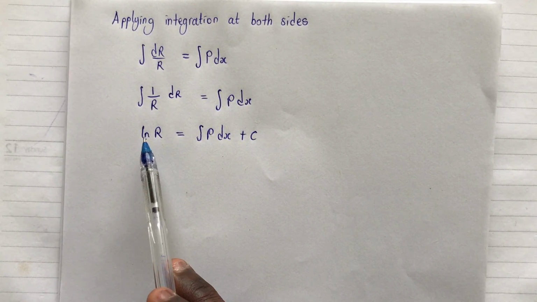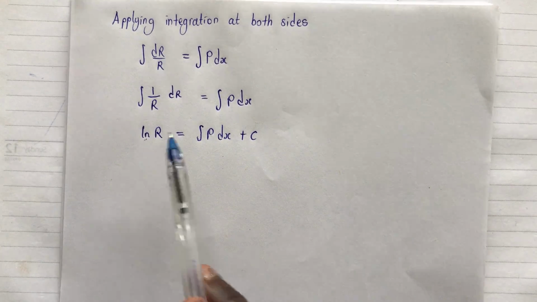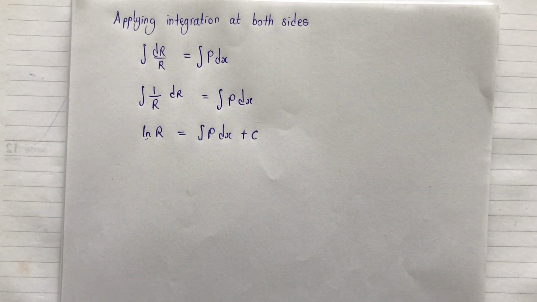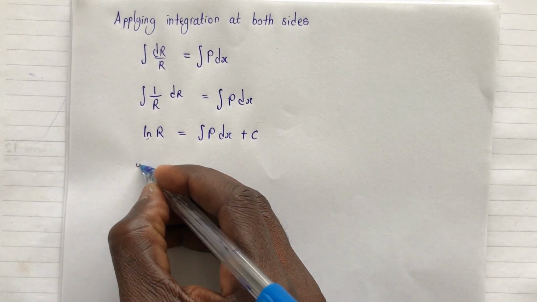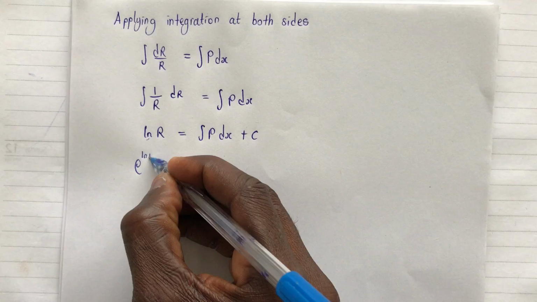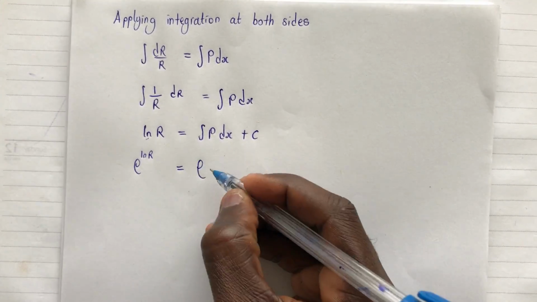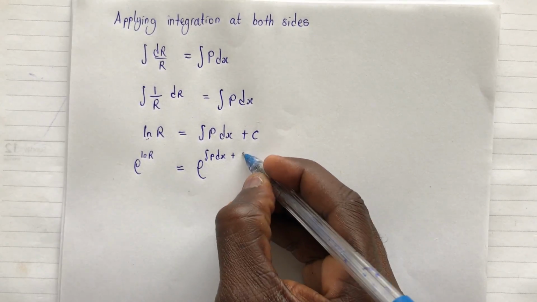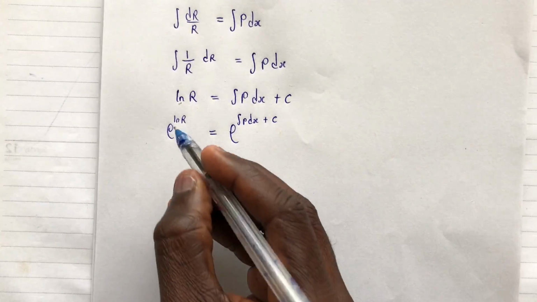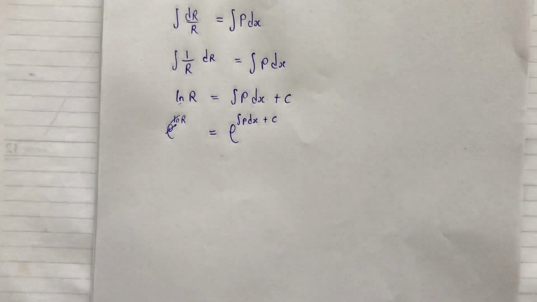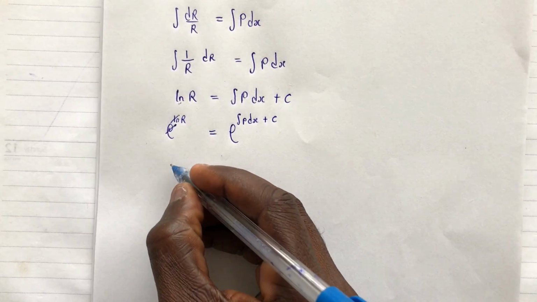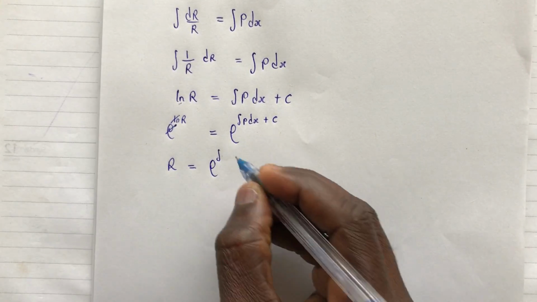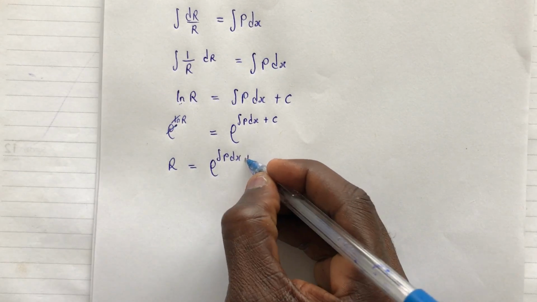Now in our next step, we would want to get rid of the natural log ln, and to do that we need to introduce the exponential function e. So this is the same as me having e raised to power ln r equal to e raised to power integral of p dx plus c. Now this will take care of this, and we will be left with what? R. So we have r equals e to power integral of p dx plus c.